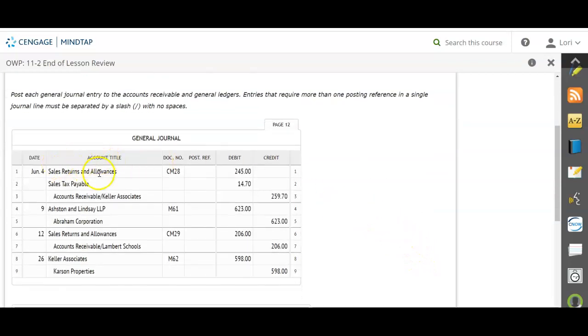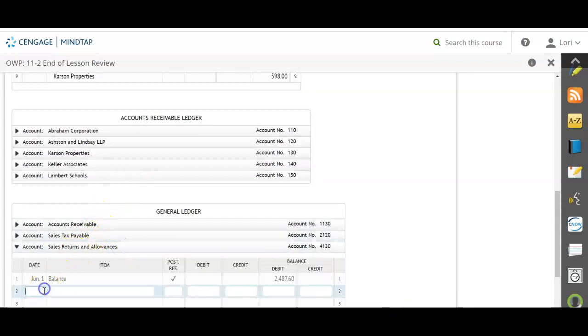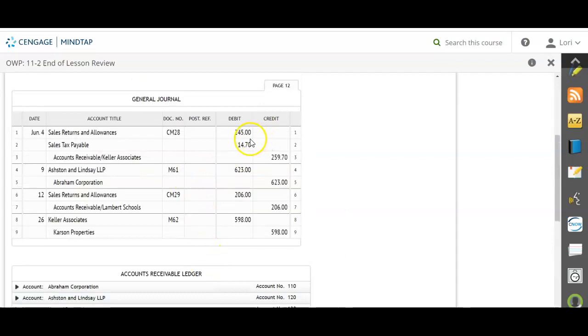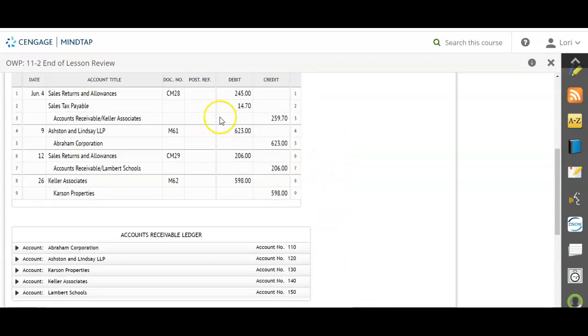All right, first we're going to go to sales returns and allowances on the 4th. Again, we're working in G12. It is a debit for $245. And we're going to add that. So we've got $2,487.60 plus $245. Our new sales returns and allowance balance is $2,732.60. Don't forget that 4130 has to go up here.